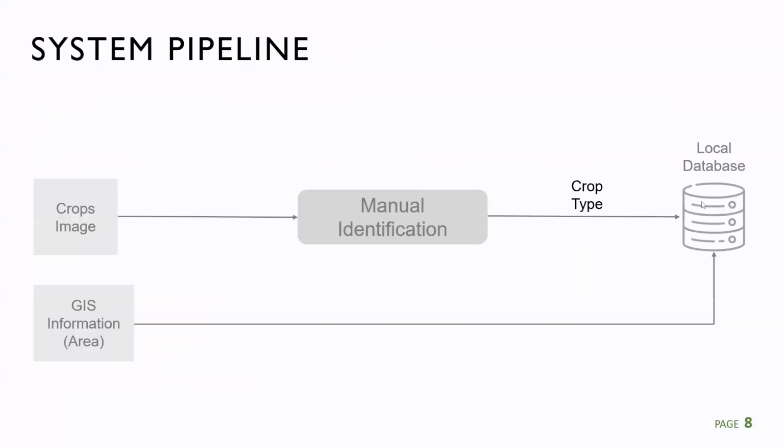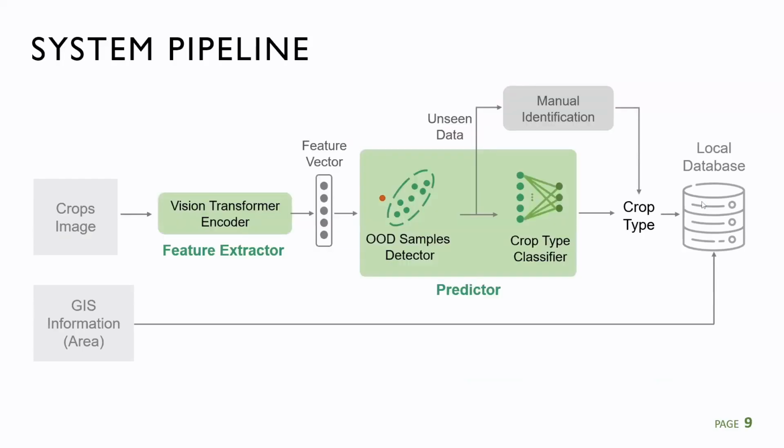So our solution is to create a system that can do this crop identification automatically. That replaces this middle part, the manual identification here. So our proposal is this. It includes 3 parts. The first part is the feature extractor, the second part is the OOD sample decoder, and the third part is the crop type classifier.